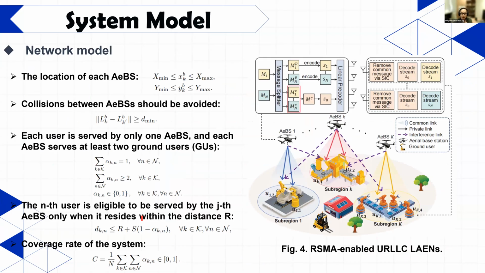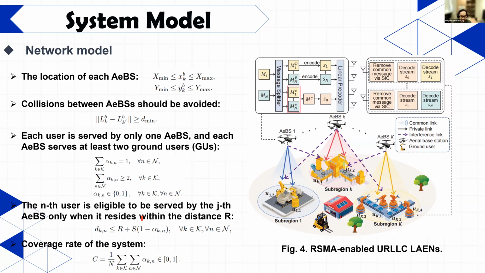Now we look at the system model where we have the location of each base station. The collision between the aerial base stations has to be avoided, where we define the constraint that the distance between the locations of the different aerial base stations has to be larger than the minimum distance. Here, the user is served by only a single aerial base station, and each aerial base station can serve at least two ground users. So these are the constraints that we impose into the optimization.